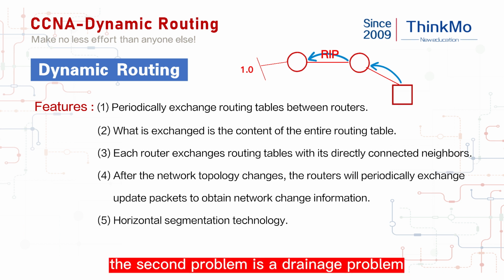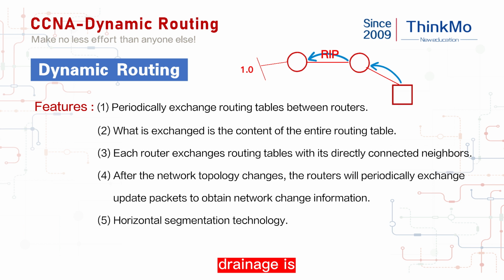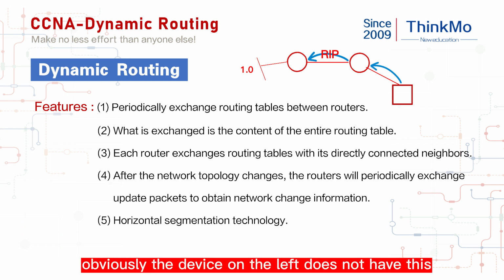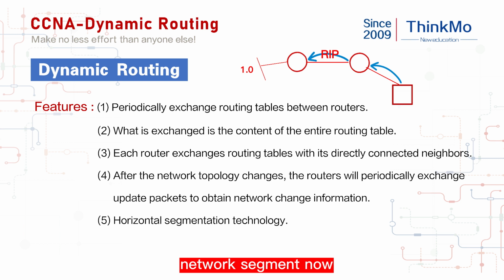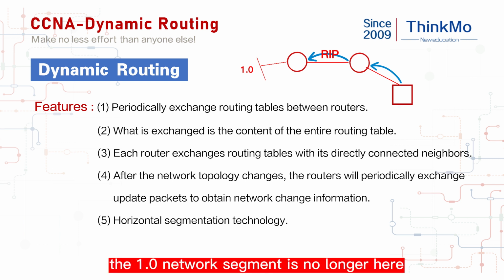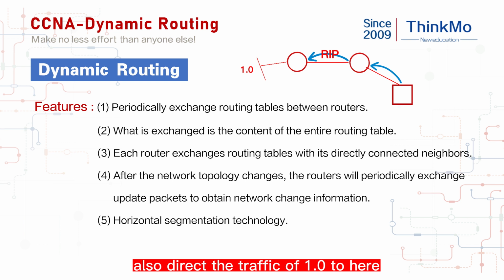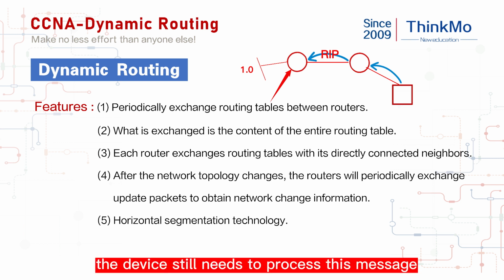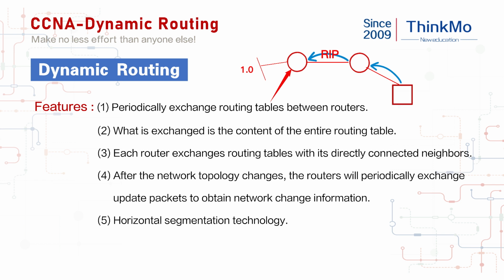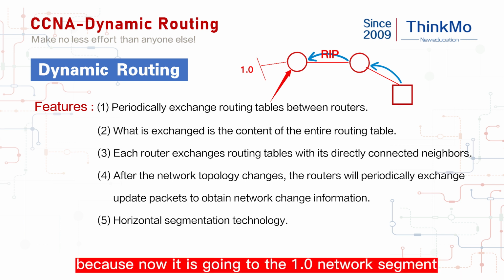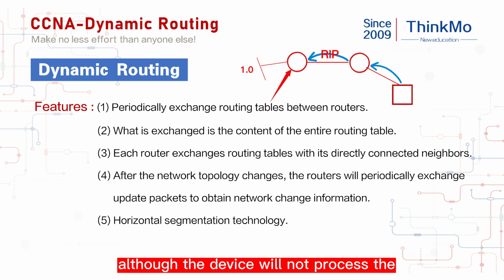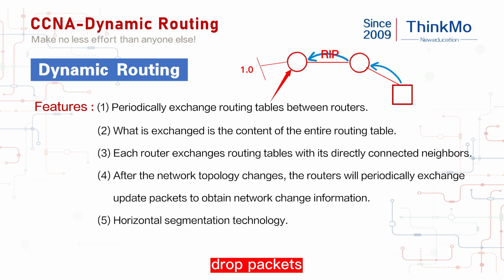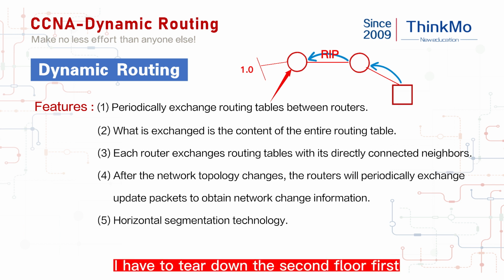The second problem is a drainage problem. Obviously, the device on the left does not have this network segment now. The 1.0 network segment is no longer here. But it still directs the traffic of 1.0 to here. For this device, it drives a lot of traffic. The device still needs to process this message, because now it is going to the 1.0 network segment. Although the device will not process it, it looks up the table and cannot forward. Drop packets. I have to tear down the second layer first.